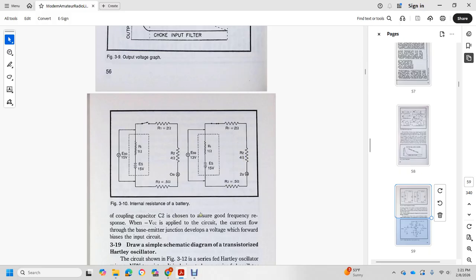Coupling capacitor to show the good region of the response of the voltage. Constant current applied with the circuit, with the current flowing through the base-emitter junction as well, with the voltage forward with the base of the input circuit.